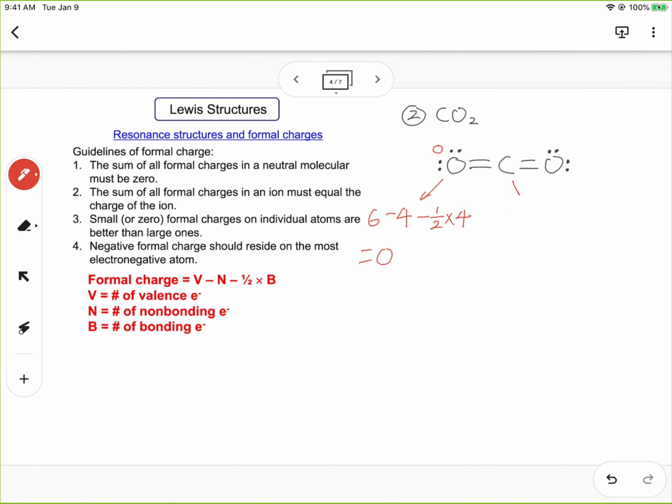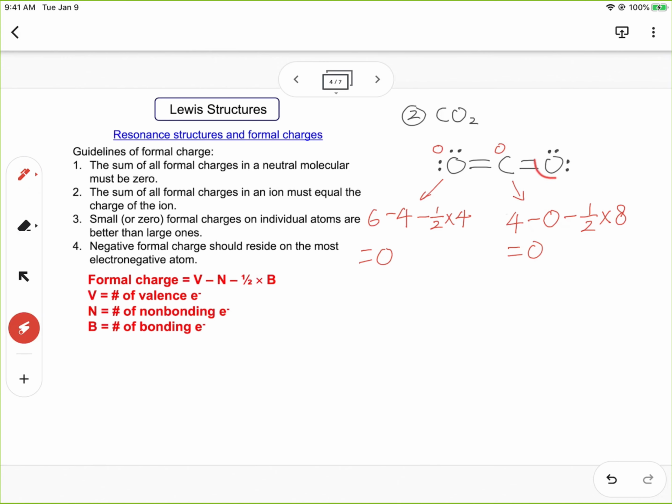Now for this carbon, the valence electrons would be 4 minus non-bonding electrons. The central carbon does not have any non-bonding electrons, therefore 0, minus half of its bonding electrons. You have 2 double bonds for carbon, therefore a total of 8 bonding electrons. So this one is also 0.